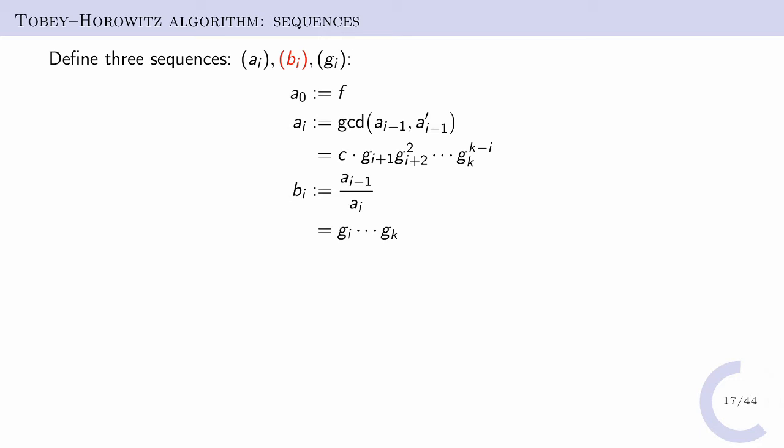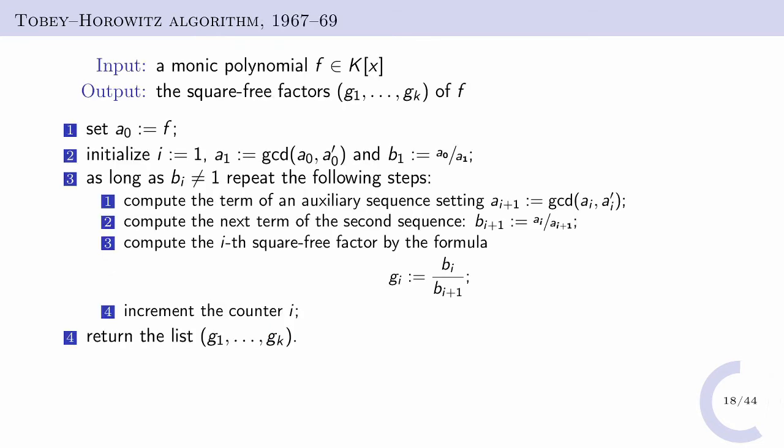Now, when we have this b_i, we can easily compute the g_i. All in all, we need to divide two successive elements. b_i starts from g_i, b_{i+1} starts from g_{i+1}, so all the terms from g_{i+1} up to g_k cancel, and what is left is this g_i. We can easily write it now as an algorithm.